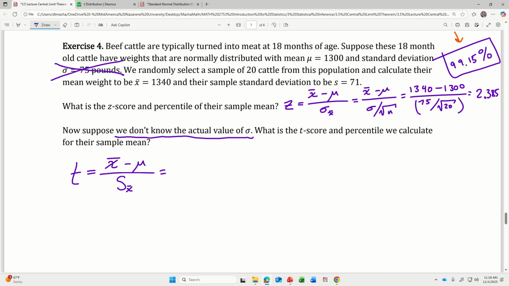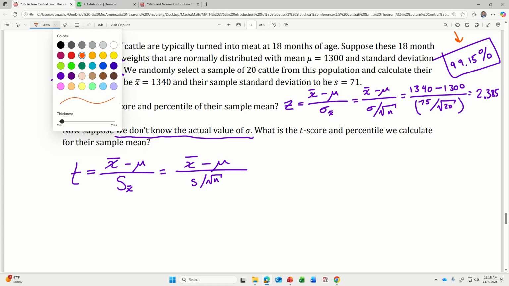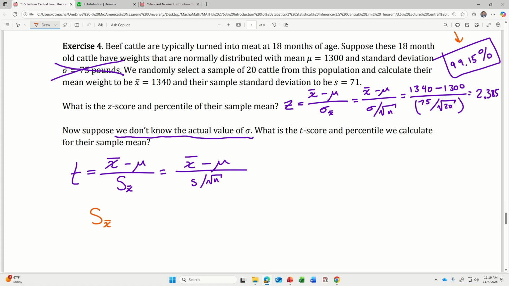In other words, the lowercase s is kind of like the sample standard deviation of the sample mean. Is it sometimes SE for? Yeah, sometimes it's written SE for standard error. Is it okay if we write that instead? Yeah, that's fine. But this would be x bar minus mu divided by s divided by square root of n. Again, because this standard error is going to be approximated by taking the sample standard deviation and dividing by square root of n.